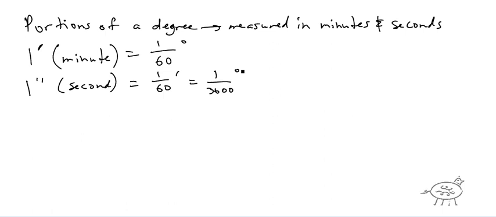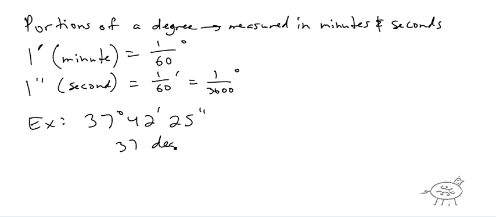It's just like normal stuff, right? 60 seconds in a minute, 60 minutes in an hour. In this case here, it's 60 minutes in a degree. All right, so for example, if you're writing this out in English, 37 degrees, 42 minutes, 25 seconds. That's how you say it. So 37 degrees, 42 minutes, 25 seconds.